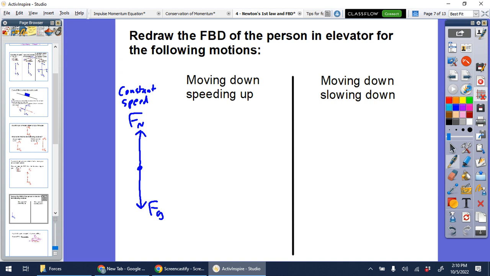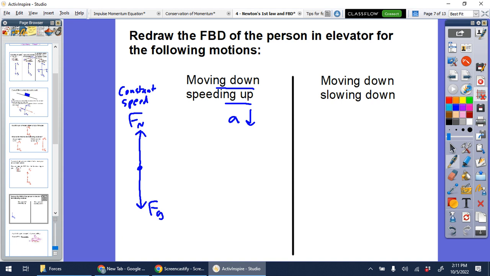Joseph, what do you think? So you want to parse this down right here. Moving down, speeding up. First thing you want to think about is what direction that acceleration is. It's moving down and speeding up. What's the direction of acceleration? Down, you said? Down. So everybody agree that moving down and speeding up means acceleration is down? So what has to change about your FBD? It needs to be unbalanced down, right? So what's got to be true about these forces?